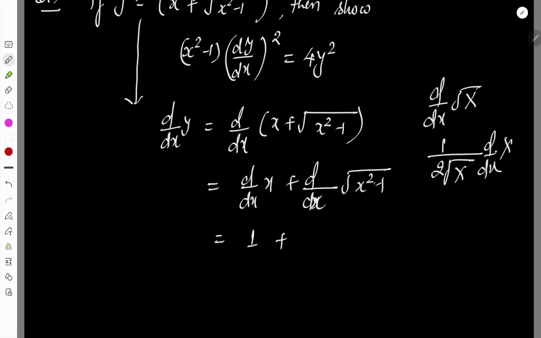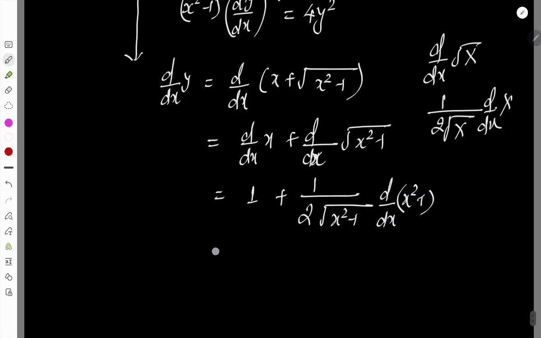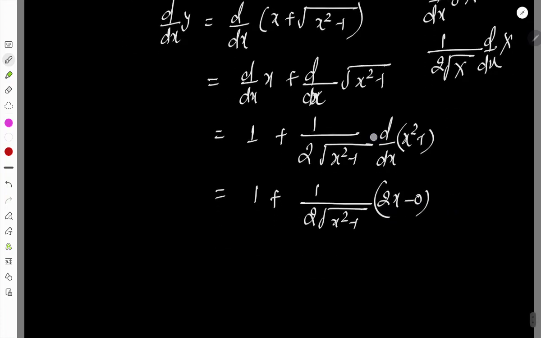Okay, that we are doing. If it is not x, it is something else. At the place of x, it is a function of x. That is Mr. X we are saying. So 1 divided by 2 root x square minus 1, again derivative of Mr. X means x square minus 1. So it is equal to 1 plus 1 divided by 2 root x square minus 1. Derivative of x square is 2x. Derivative of 1 is 0, minus 0. In bracket you need to write. Okay, now here it is multiplication. So now 2 cancels. 1 plus x divided by root x square minus 1.